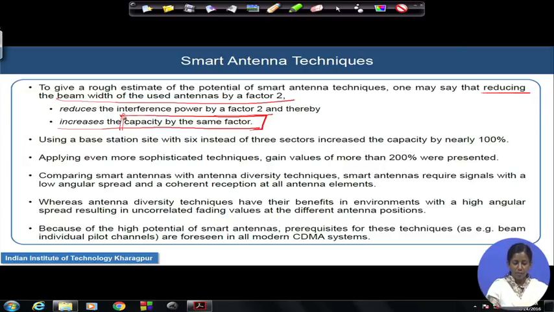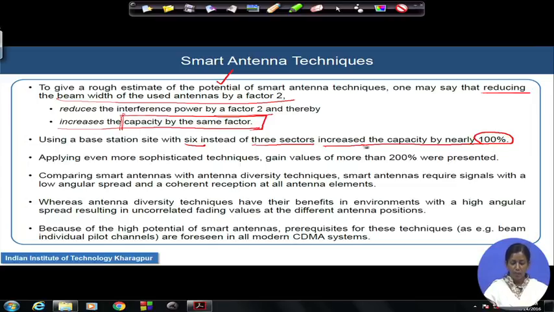As the interference is getting reduced, also remember the signal power is getting more confined within the beam width, and your capacity will increase by the same factor. So, here is a first potential, the very important potential of the smart antenna technique coming into the picture. Using a base station site with 6 sectors instead of 3 sectors, the capacity increases by nearly 100%.